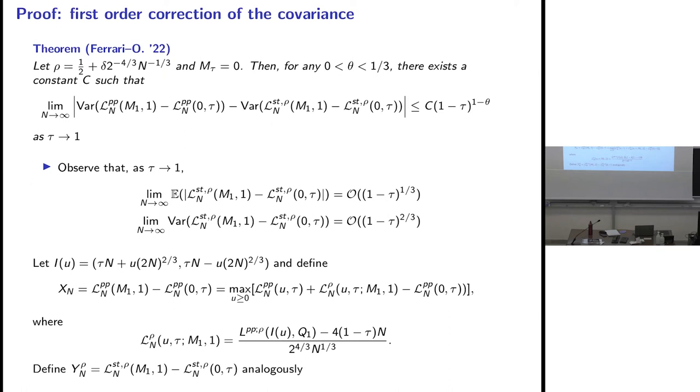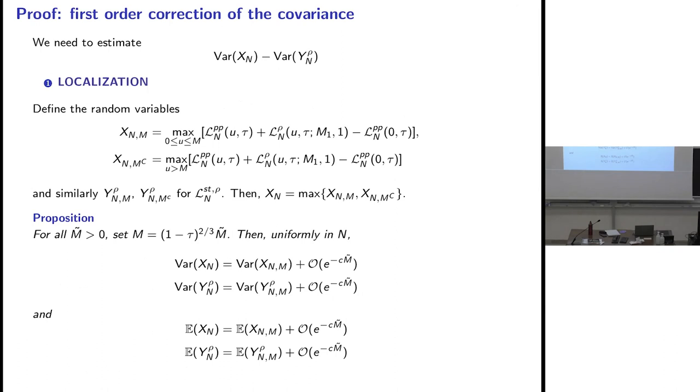And you can do the same for the stationary model. Define epsilon rho n as the increments of the last passage time, and you can obtain the same formulation. Here you will just have an L stationary rho, and here you will still have a point-to-point LPP with the parameter rho on the diagonal. So if you use this notation, what we have to estimate is the variance of Xn minus the variance of Y rho n.